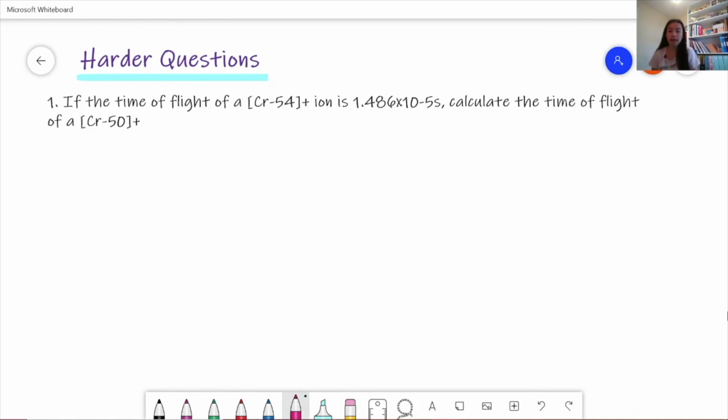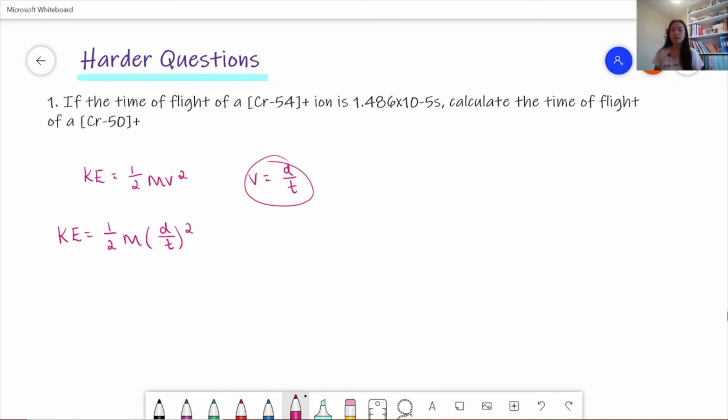We have that the kinetic energy is equal to half mv squared, and we also have that the speed is equal to distance over the time of flight. And so putting this together, I'm going to put this velocity into this kinetic energy equation, and so we get that the kinetic energy is equal to half multiplied by the mass multiplied by d over t squared. And this should be the same for both of these ions.